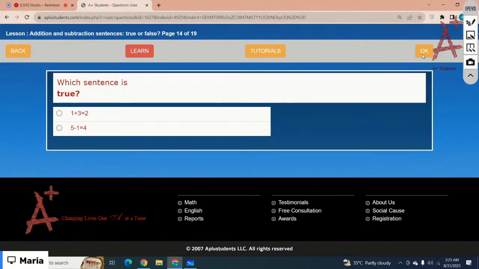Which sentence is true? 1 plus 3 equals 2 and 5 take away 1 equals 4. Which is the correct option? The correct option is option number 1. 1 plus 3 equals 2. That is the correct option.